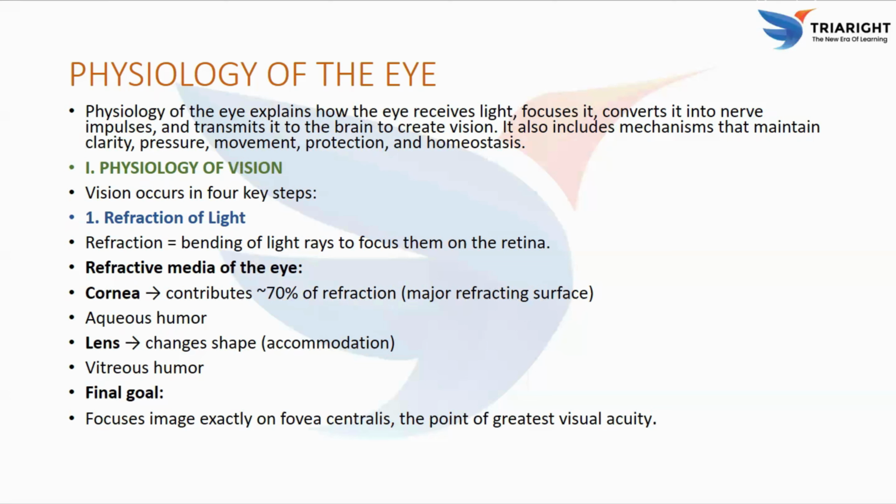There are 4 refractive media that bend the light. The first one is the cornea. The cornea is the main refractive surface of the eye. So what does this do? It contributes 70% of the focusing power. It is curved and always maintains its fixed shape to keep the refraction stable. So the cornea is the most important refractive structure.